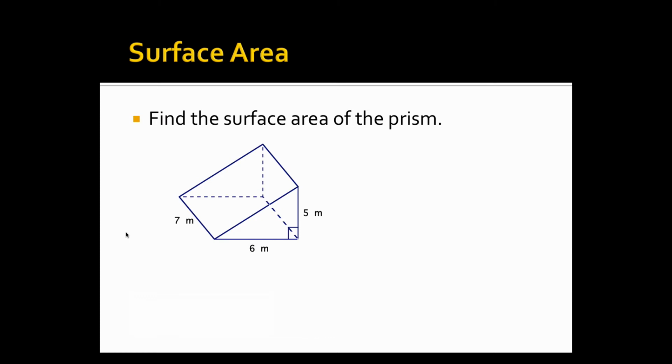You can answer exact or approximate, either one, it doesn't matter. It's actually easier to do the approximate value in this case.